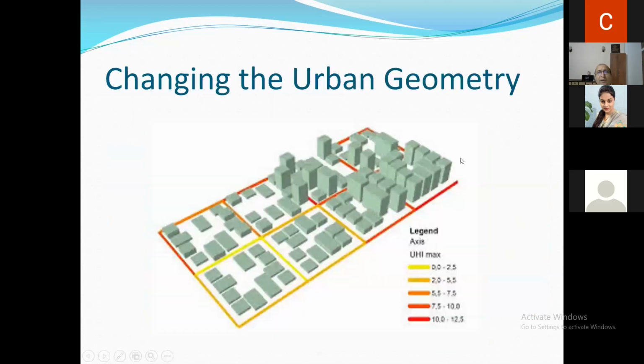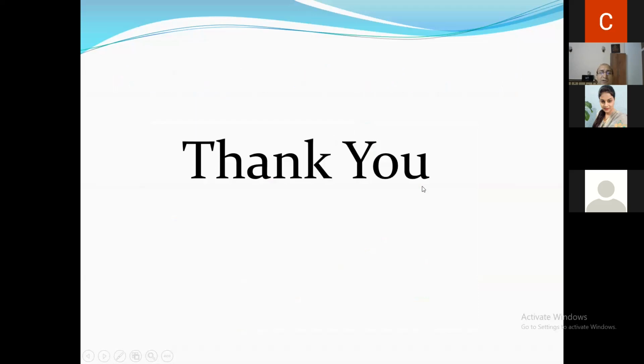And then another one is changing the urban geometry. So if you change from this kind of geometry to this kind of geometry, the intensity of urban heat island would be much less. As you can see, these red colors mean this kind of geometry is associated with lots of heat island. So this is all I wanted to discuss with you. Thank you so much. And if there are any questions, you are most welcome to interact with me.